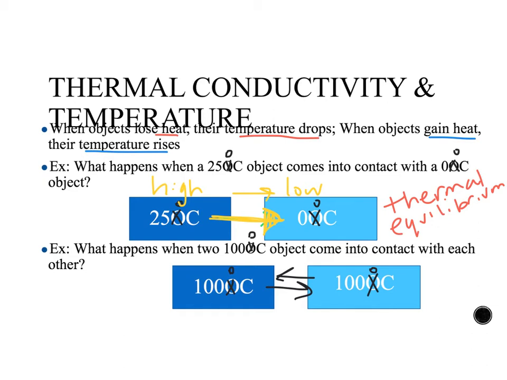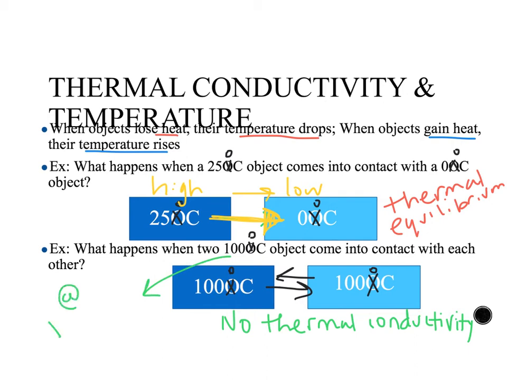So will heat move at all in this situation? Okay, the answer is no. There's going to be no thermal conductivity whatsoever. Okay, because they're both the same temperature, right? They both have the same amount of energy. And so they're already at thermal equilibrium. So two 100 degree objects next to each other are at thermal equilibrium already.